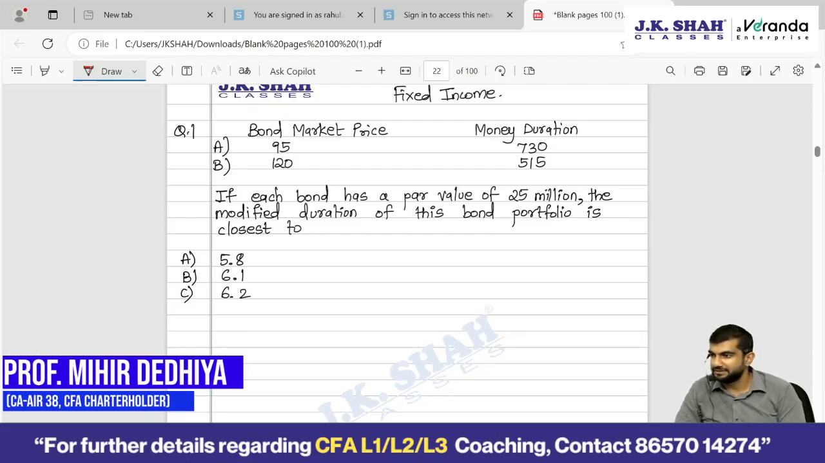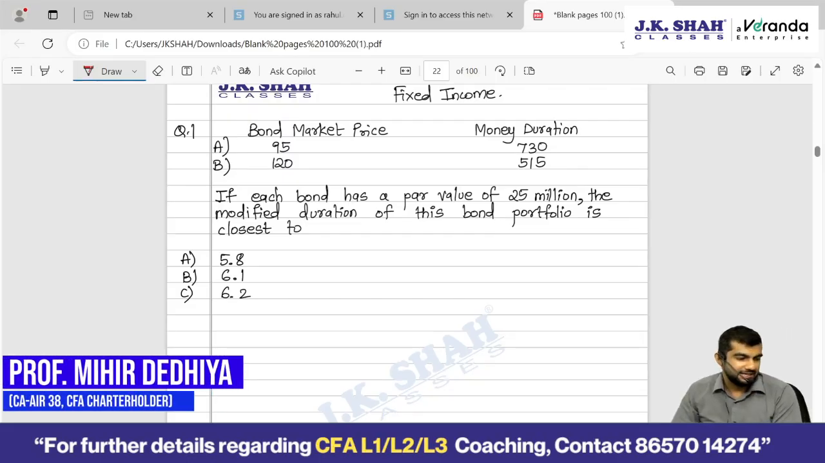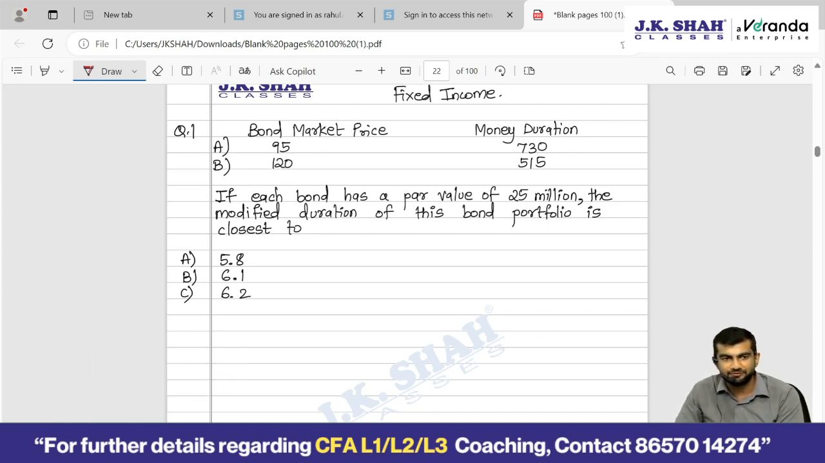Let's solve fixed income questions now. What are they asking you? Modified duration of portfolio. There are two bonds in the portfolio. So, naturally, one thing should strike that it should be a weighted average. You have to calculate the weights. Market price is given of both the bonds. Money duration is given. Fine. So, let's calculate.